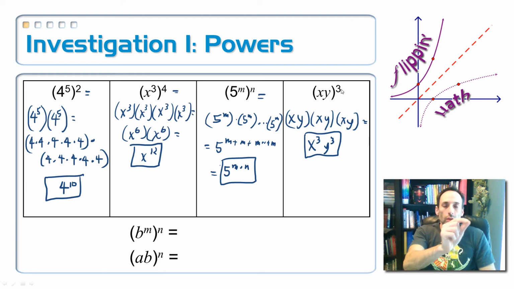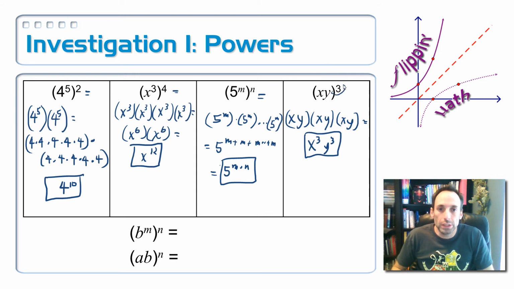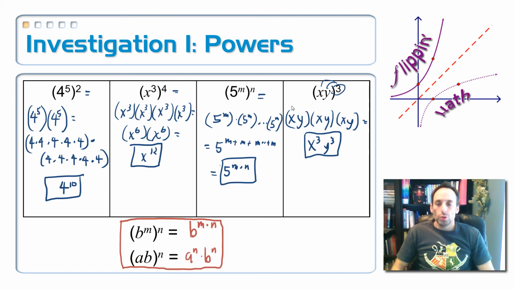X times y raised to the third means that I have 3 factors of x times y. If I add up all the exponents on the x's, 1 plus 1 plus 1, you get x to the third power. Y plus y, 1 plus 1 plus 1 for the y's, you get y to the third power. This whole thing could have been gotten as if you were to have given this 3 to both things inside here. It's like a distributive property. Okay? So, here are your 2 generalized answers here.